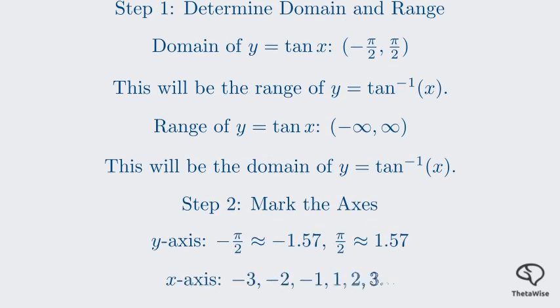Step 2. Mark the axes. We will mark our x-axis with standard integers and our y-axis with pi over 2 and negative pi over 2. Note the parentheses on the range of y equals tan inverse of x, which tells us that the asymptotes will be at these y values.